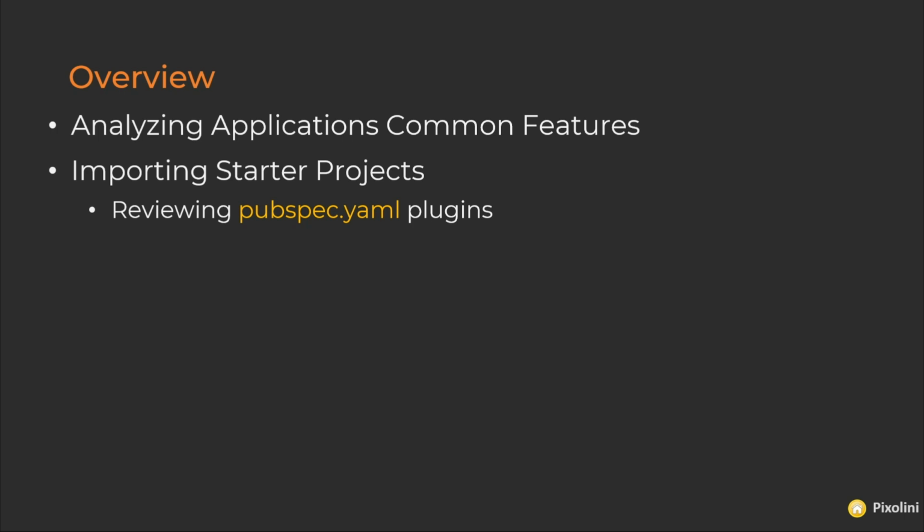Reviewing the pubspec YAML plugins, you'll be adding the Connectivity Plus plugin, which will be able to monitor the internet connection on and off, so that if we lose internet connection, we'll be able to show a message that says, you are offline. The HTTP plugin allows us to make RESTful API calls.